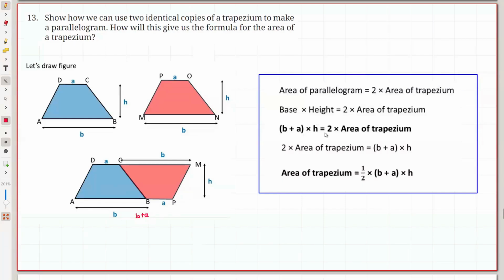Now we interchange the sides, since we have to find the formula for the area of the trapezium. So 2 times the area of the trapezium is equal to (B plus A) into H. Now you take this 2 to the other side, so multiplication becomes division: 1/2 of (B plus A) into H. Or we can write this, which is nothing but the formula: the area of the trapezium is 1/2 of H into (A plus B). So we got the formula for the area of the trapezium.